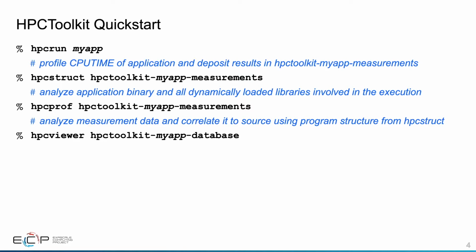In the third step, we'll use hpcprof to analyze the measurement data that was collected with hpcrun, and use the program structure information recovered by hpcstruct to do so. This will create a database directory that we'll then look at with hpcviewer.